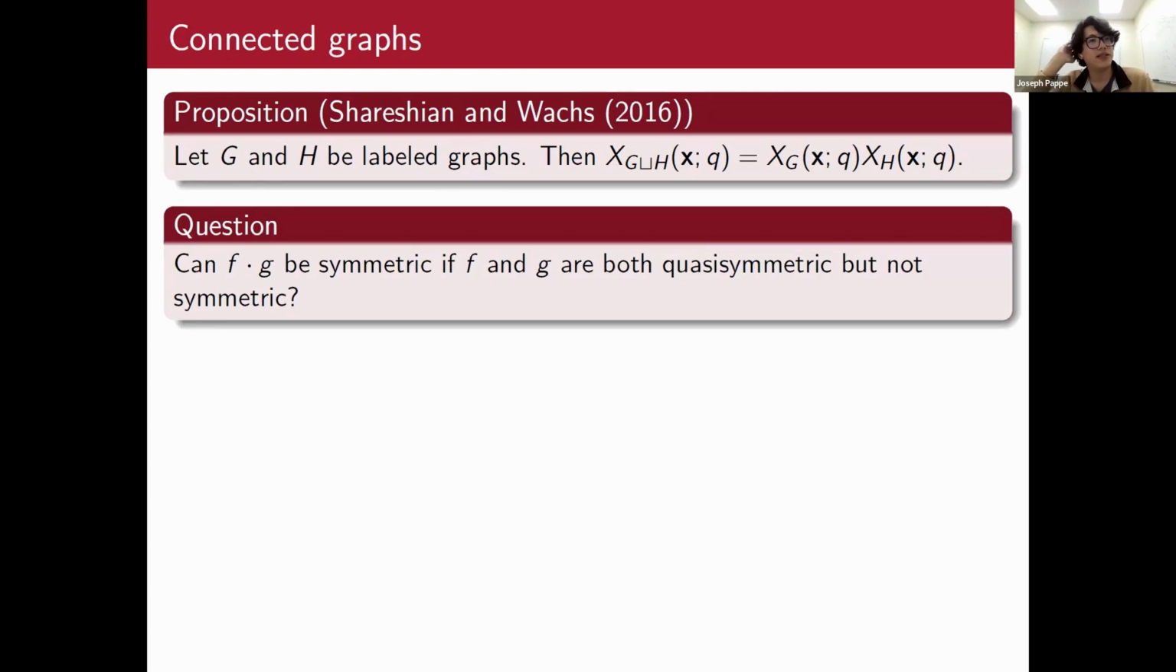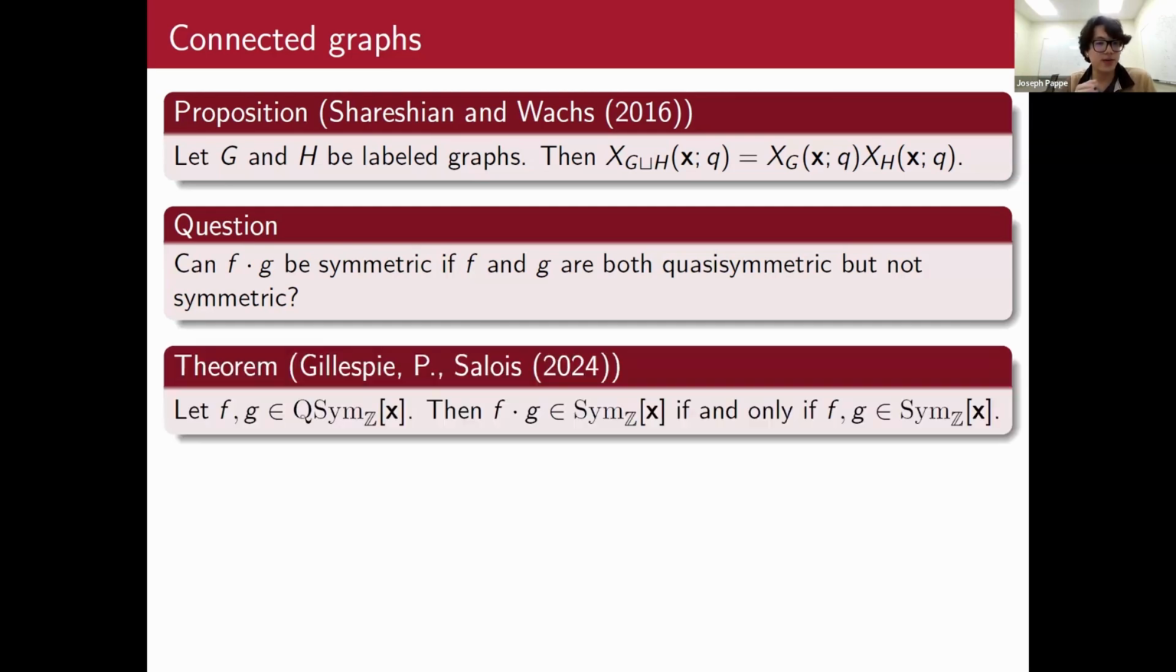Right? So really this question of whether we can just look at connected graphs boils down to the question of if we have two quasi-symmetric functions that are both not symmetric, can we multiply them to be something that is symmetric? And the answer is no, in general. So in other words, if we have two quasi-symmetric functions, and if their product is symmetric, then this can only happen if and only if the two original functions were symmetric themselves.